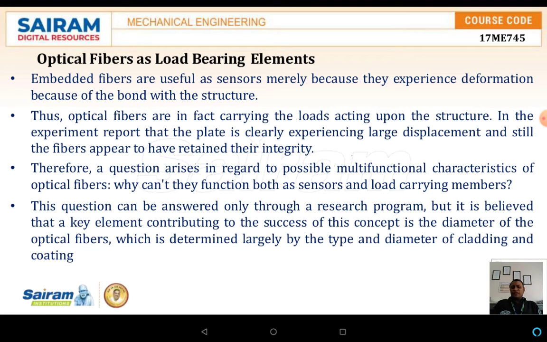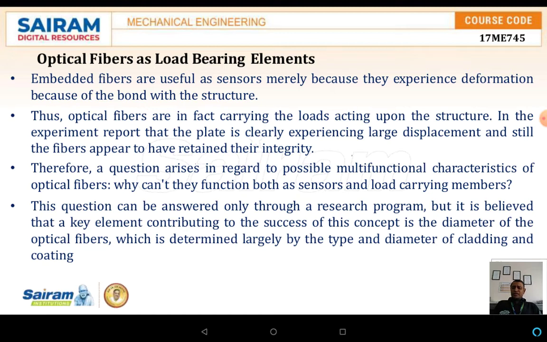See, the optical fiber can also be used as a load bearing element and also a load sensing element. The embedded fibers are useful as a sensor merely because of the experience in deformation because of the bond with the structure. The optical fibers in fact carry the load acting upon the structure. In the experiment reported, the plate is clearly experiencing a large displacement and still the fiber appears to have retained its integrity. Therefore, the question arises regarding the possible multifunctional characteristics of the optical fiber.